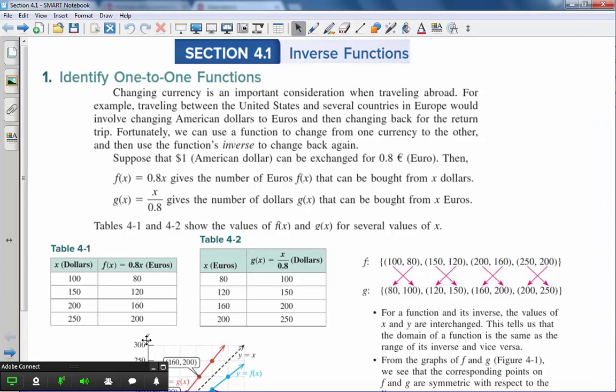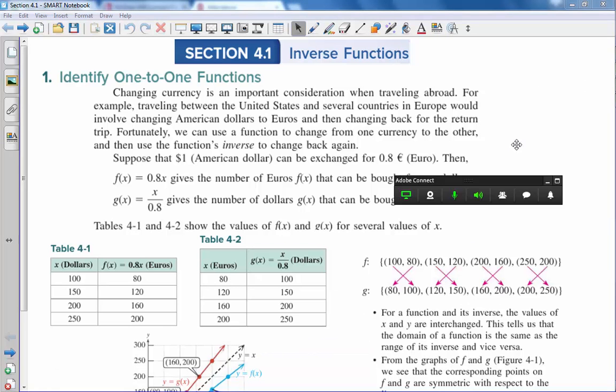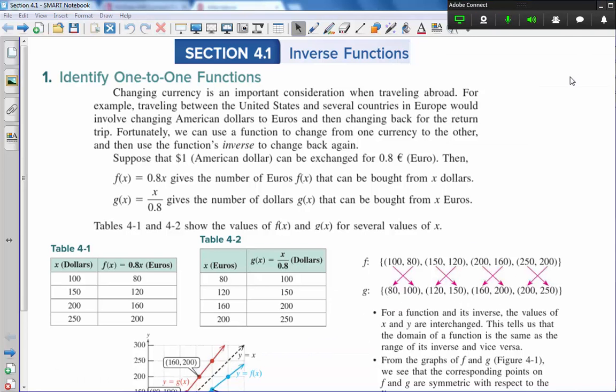All right, today we will be working on inverse functions. Inverse is the keyword. So why don't we take a look at where inversing happens? Why do we need to inverse things, right?